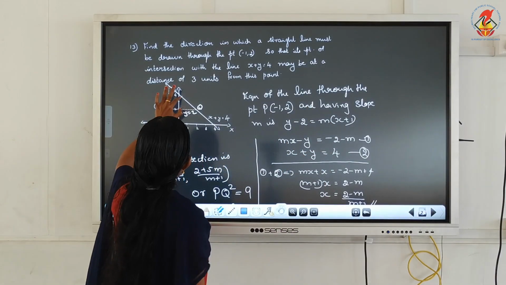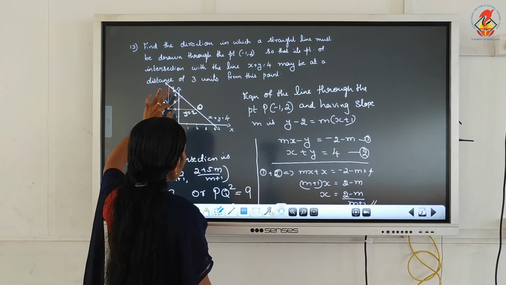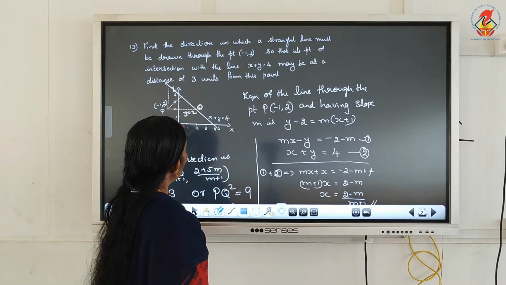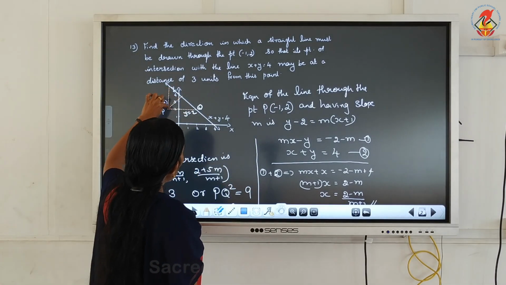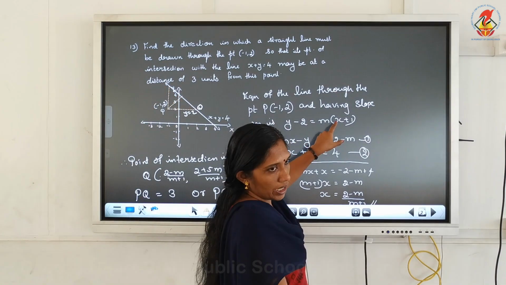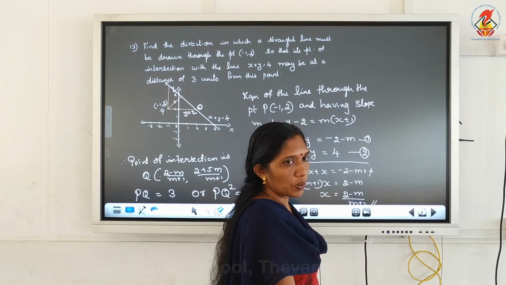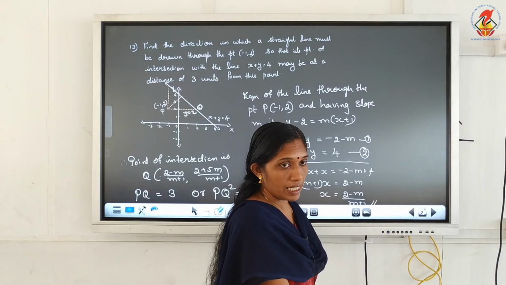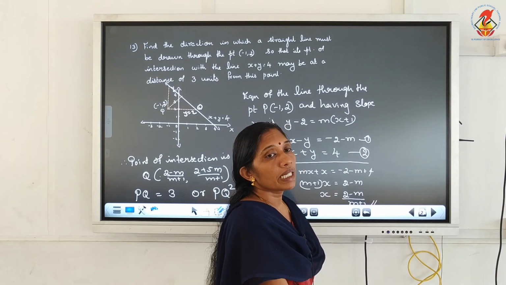Then if a line is like this, a perpendicular line, then you just try to find the equation of the line. Already the line equation is here. If they are perpendicular, then the product of slopes is equal to minus 1. Find the slope and find the distance. That distance cannot be 3 units.